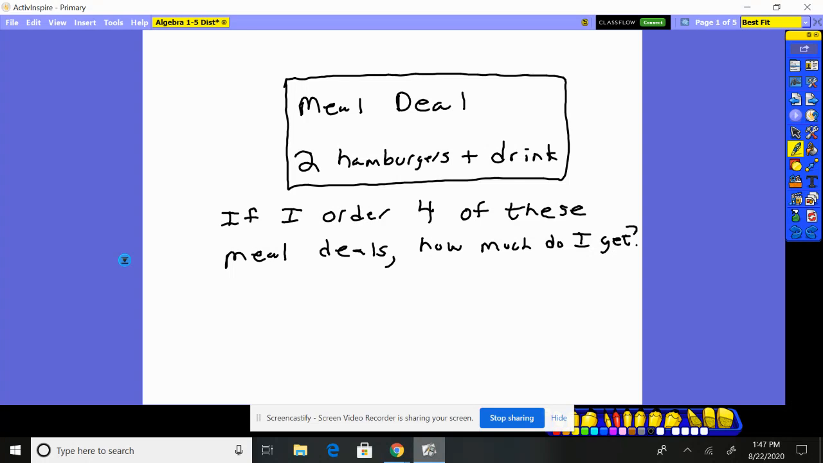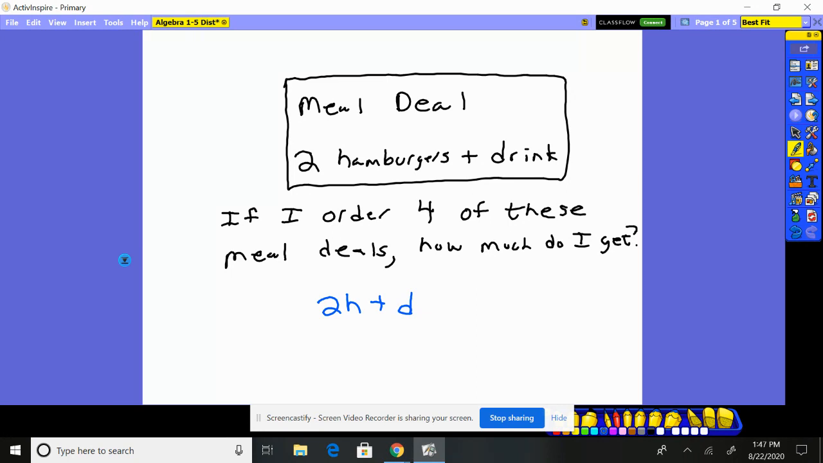All right, let's say we're going for the meal deal, and the meal deal is two hamburgers plus one drink. So if I order four of these meal deals, how much food am I going to be able to eat? I should be pretty well fed, I guess. Well, let's see. It has two hamburgers. I'm going to use an H to represent hamburgers plus one drink. We'll use D to represent a drink.